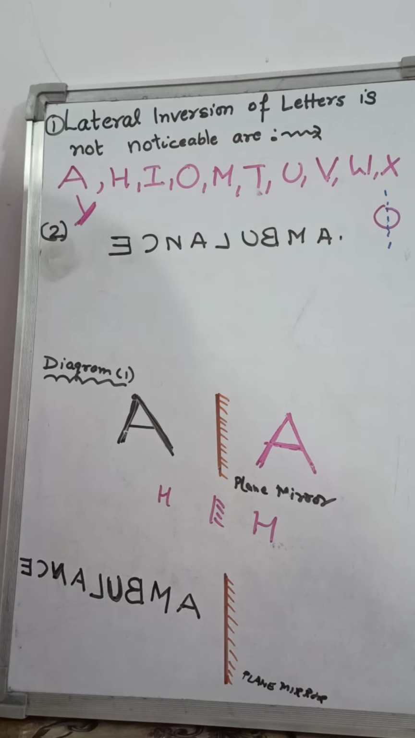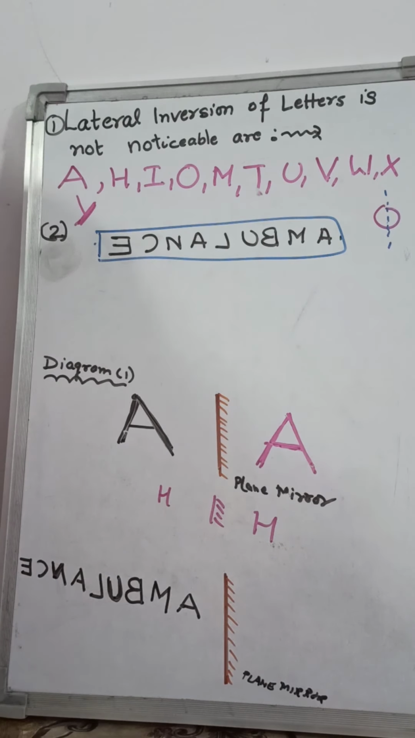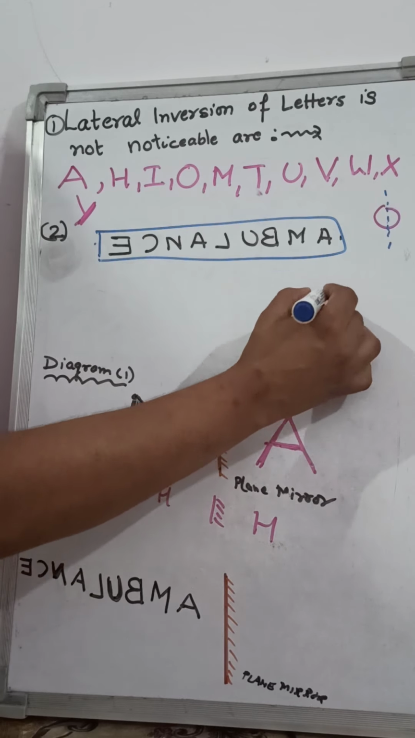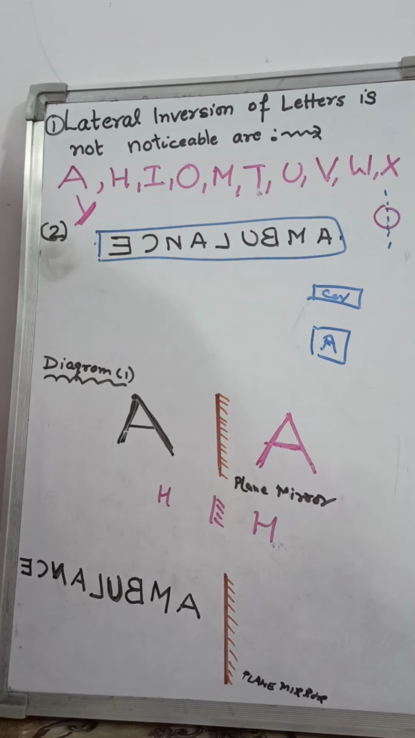Now one reasoning: why are the letters on the front of an ambulance written laterally inverted? If you have seen an ambulance, in front of the ambulance, the word ambulance is written laterally inverted. And why is it written laterally inverted? Because of the driver of the vehicle moving ahead of the ambulance. Clear? This is an ambulance and here is the driver of any car moving ahead of the ambulance.